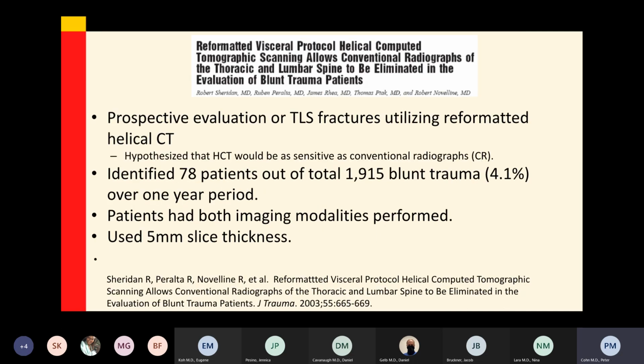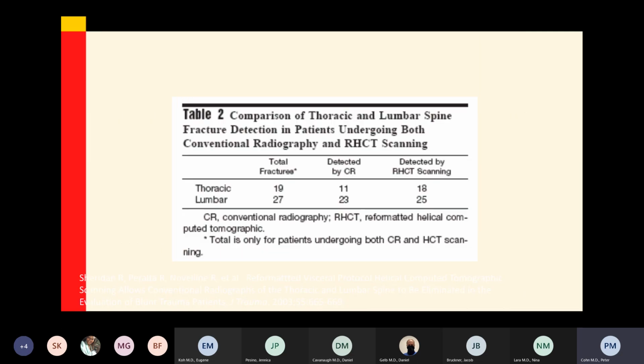This was another study looking at using the reformatted visceral helical CT, which is a different type of CT scan. And again, they were comparing this to X-ray.